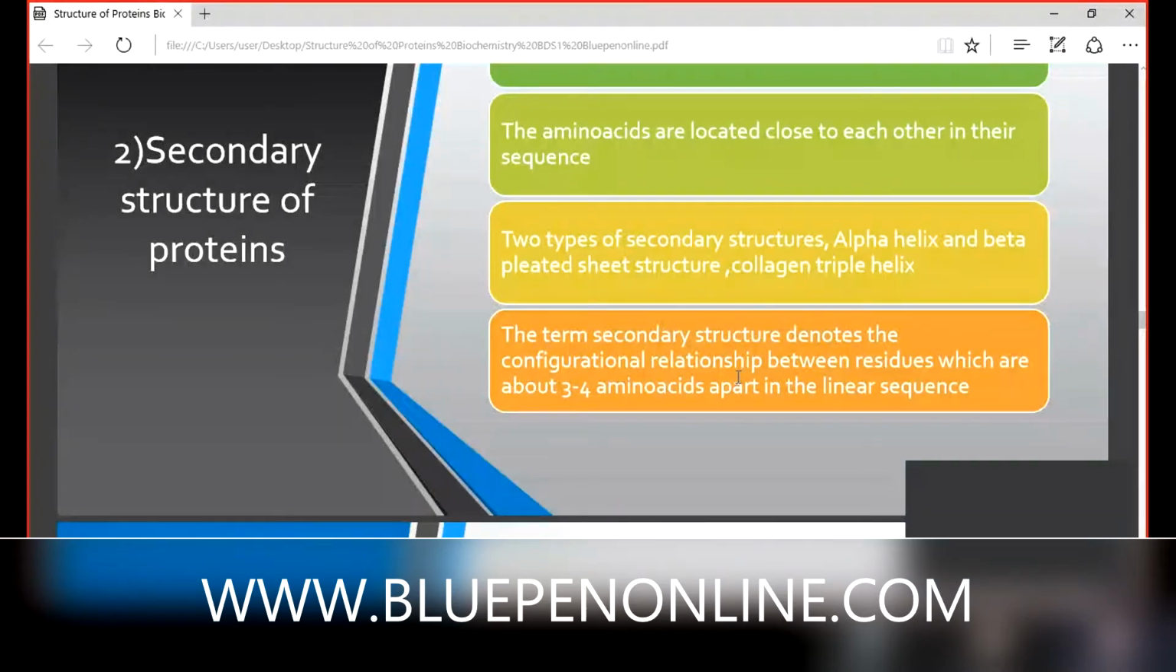Now you understand it's a structure of collagen. The term secondary structure denotes the configurational relationship between residues which are about 3 to 4 amino acids apart in the linear sequence.